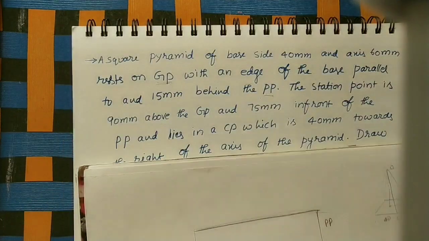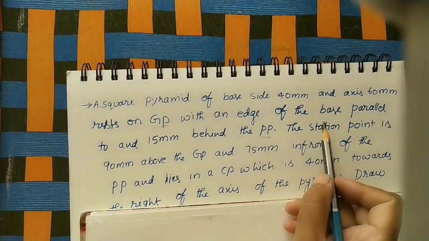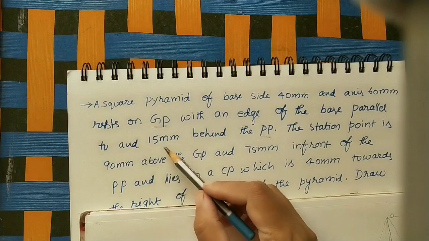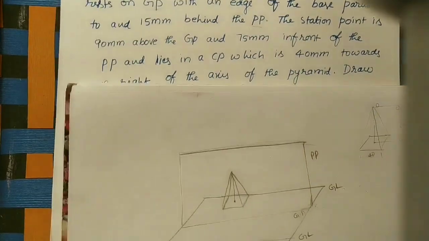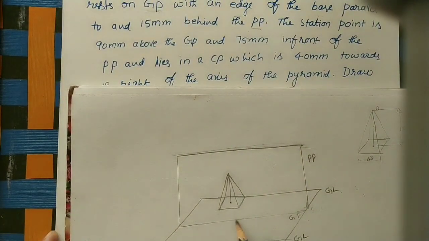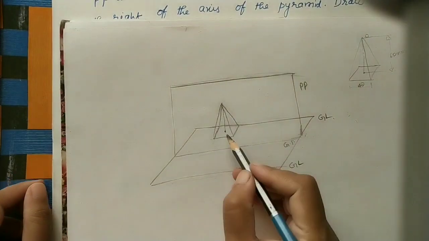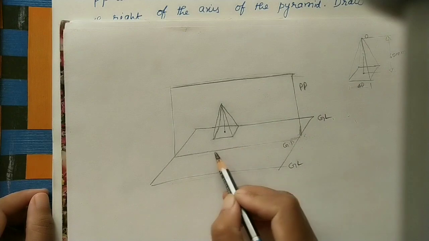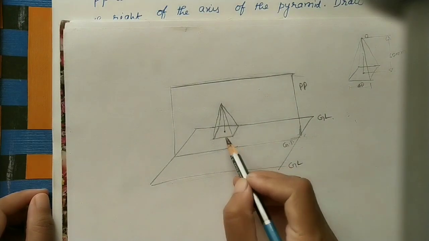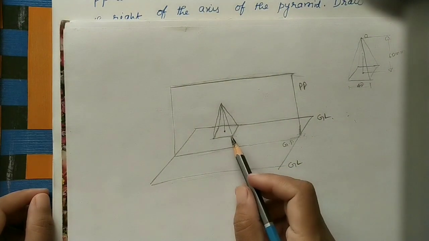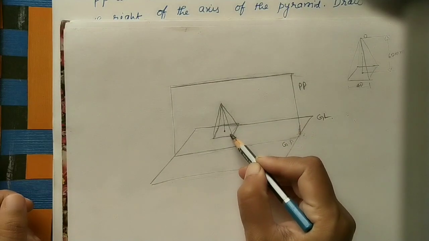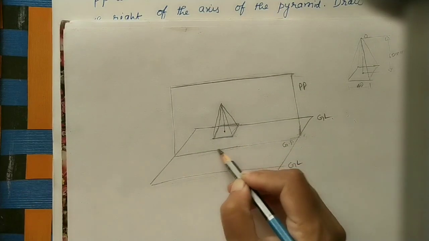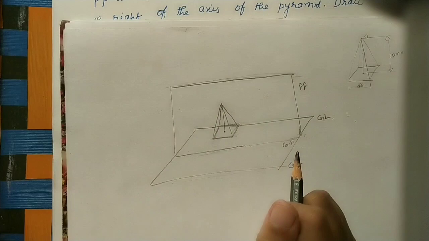Now what has been given: an edge of the base parallel to and 15 mm behind the PP. One of the edges of the base is parallel to PP, like this. Is this parallel to PP? Yes, it is parallel to PP. So two edges are parallel to PP. Here we can take any one of the edges because it is symmetrical. So let us assume we are keeping this edge parallel to PP. So the position will come like this.